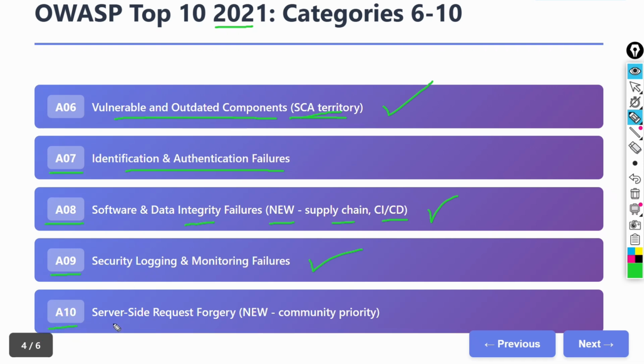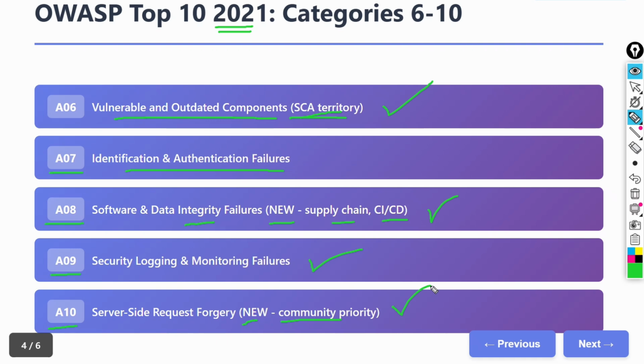And A10, which is the last category, is server-side request forgery. It is also one of the new categories added in 2021, and it was added because the community prioritized it. SSRF, we can say for short, server-side request forgery, happens when an attacker tricks the server into making a request on their behalf. For a non-technical example, you can think of it like convincing a trusted employee to sneak into a restricted area and bring back sensitive information from the office.